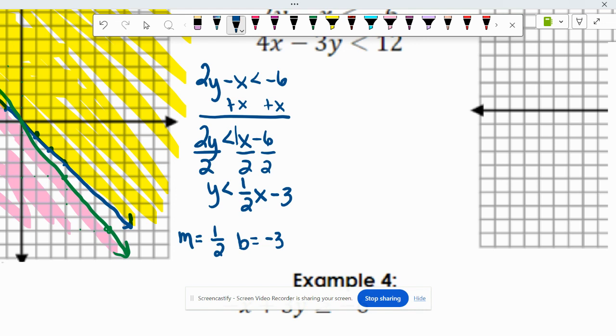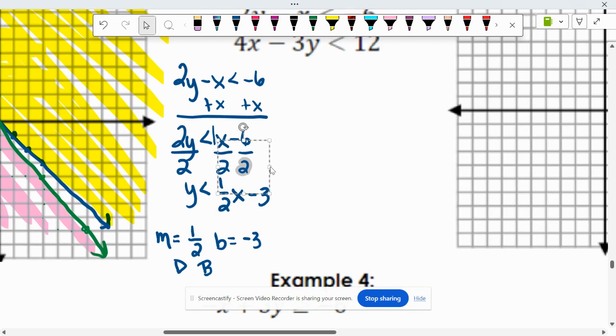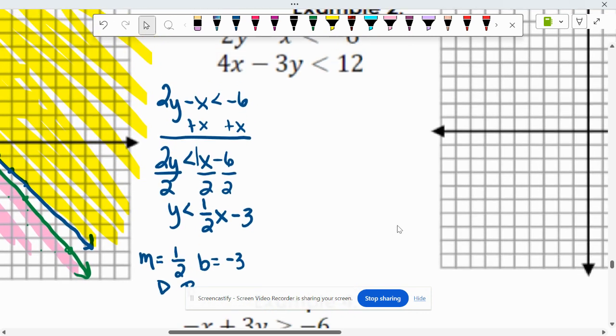What do you think, Cameron? Dashed or solid? Dashed. Shade above or below? Delilah, shade above or below? Below. Good job. Okay, let's solve the next one. Let's get the next one solved and then we'll graph them together.